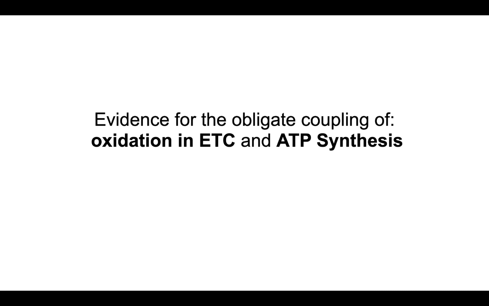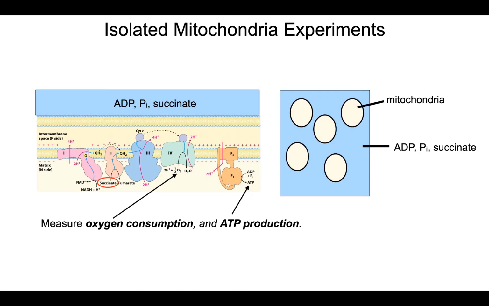In this video, we're going to be looking at the evidence for the obligate coupling of oxidation in the electron transport chain and ATP synthesis. So what does that mean? What that means is that the process of oxidizing NADH and succinate within the electron transport chain, or in other words, the consumption of oxygen, is coupled to the production of ATP.